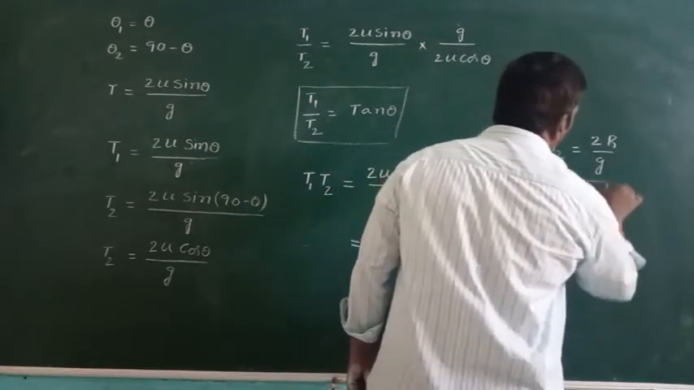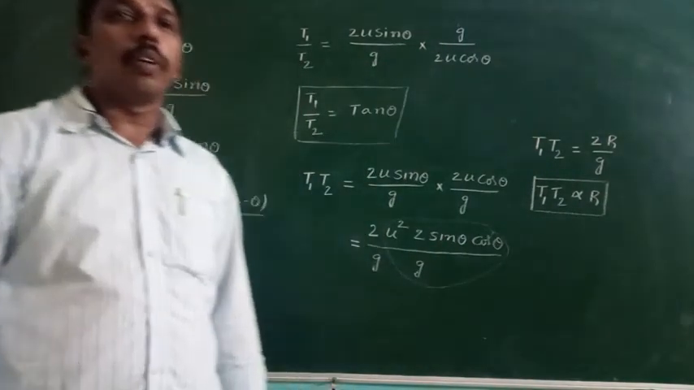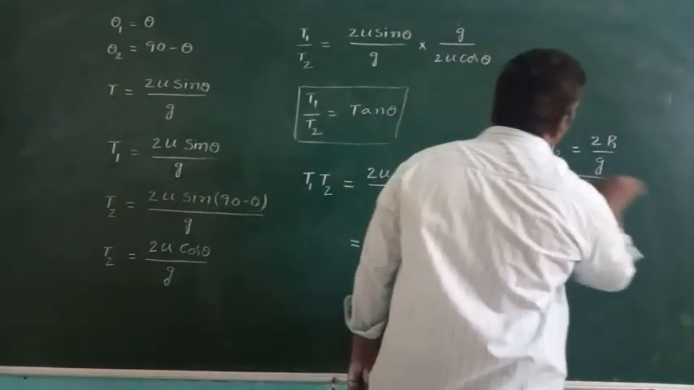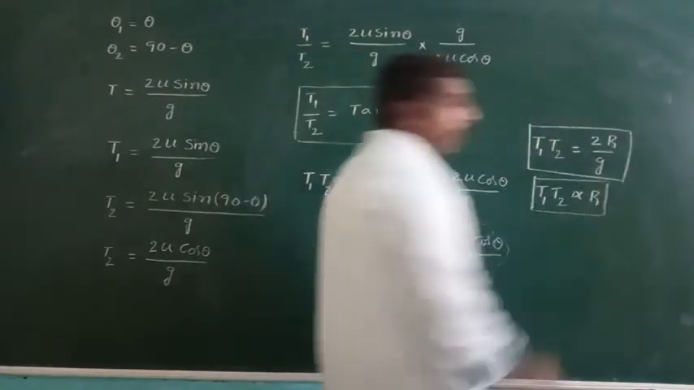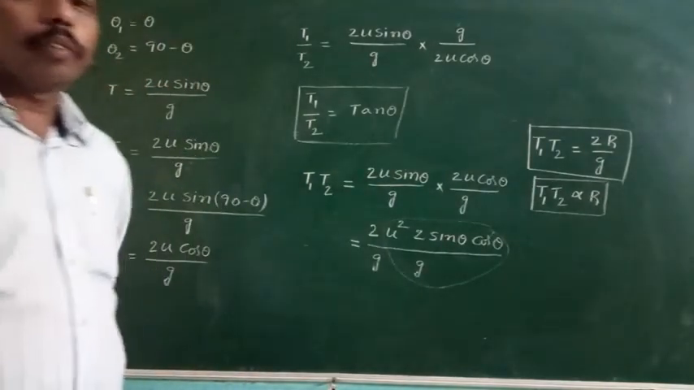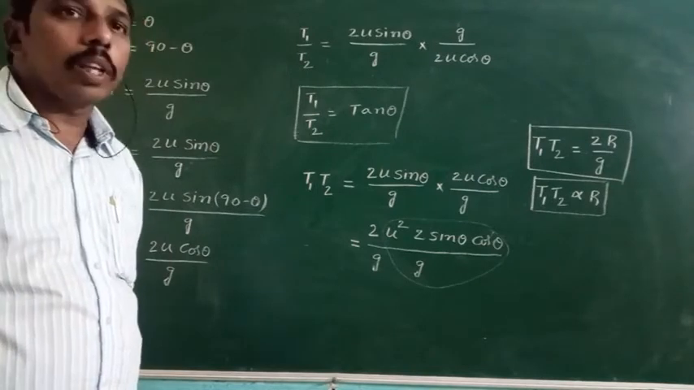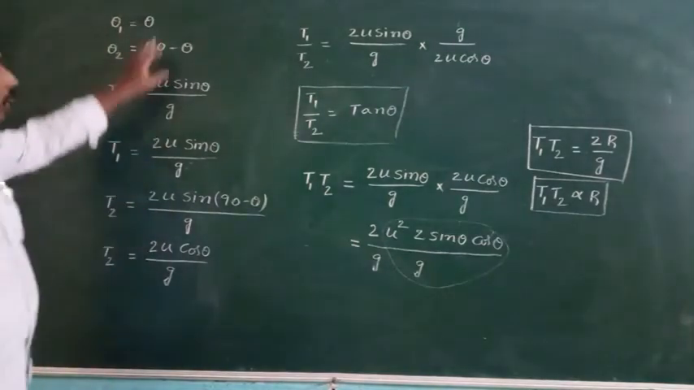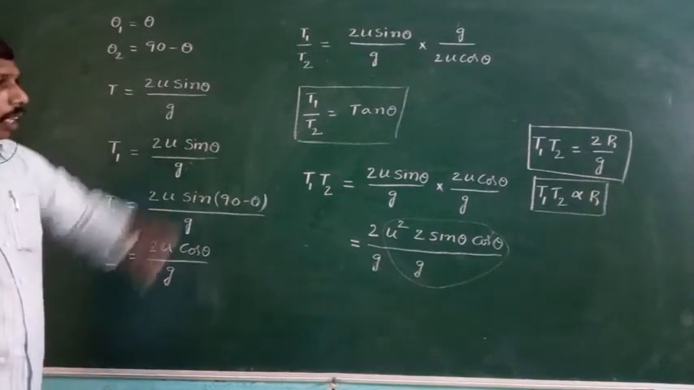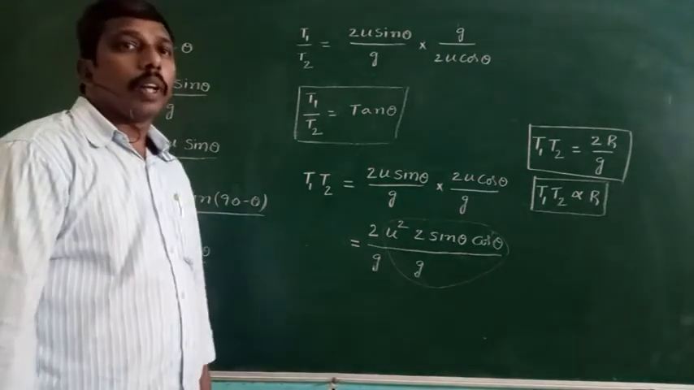From this we can derive that the product of time of flights is directly proportional to the range of the projectile, and T1 T2 is equal to 2R by g. So these are the relations between time of flights for two different projectiles thrown with the same initial velocity and different angles. The angles must be complementary, okay, then only these relations are true. And similarly, let's derive the relation between maximum heights.